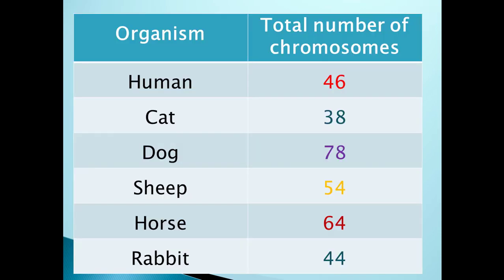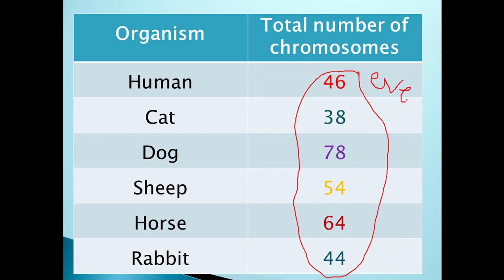Let's see the table where you can see the different organisms with their chromosomes. Human have 46 chromosomes. Cat has 38 chromosomes. Dogs, they have 78. Sheep, 54. Horse, 64. And rabbit, 44. Pay attention to all of these chromosome numbers. You see, all of them are even numbers, you know from mathematics. Even number means when you can divide it by 2.